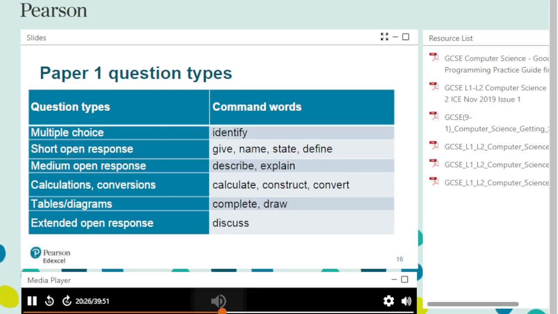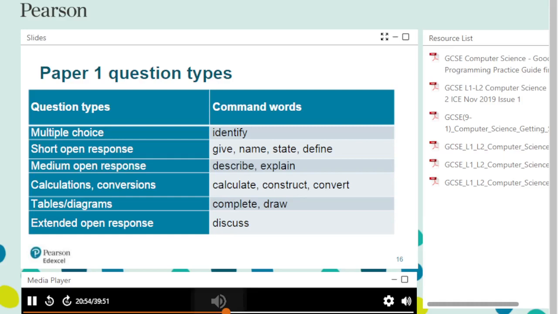Roughly 30% of the marks in paper 1 are allocated to questions that require straightforward knowledge recall, such as multiple choice and short open response questions. Multiple choice questions use the command word identify and are worth 1 mark. There are 4 answers to choose from. Students put a cross in the box next to the answer they think is correct. If they change their mind, they put a line through the box and then mark their new answer with a cross.